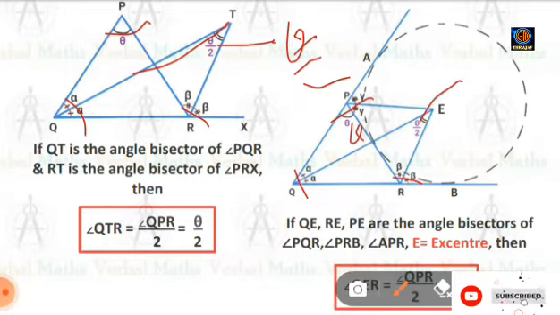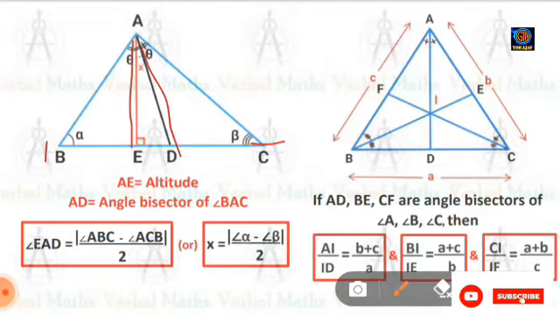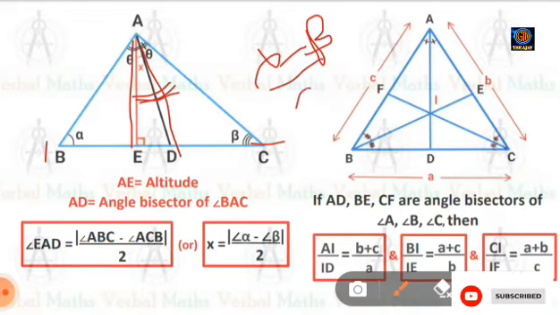Next thing, it is a triangle ABC, and AE is the altitude and AD is the angle bisector. The angle between AD and AE, the gap between these, is alpha minus beta by 2. Last year a question was directly asked from this result, so these are very important for you, and you should keep them in mind.